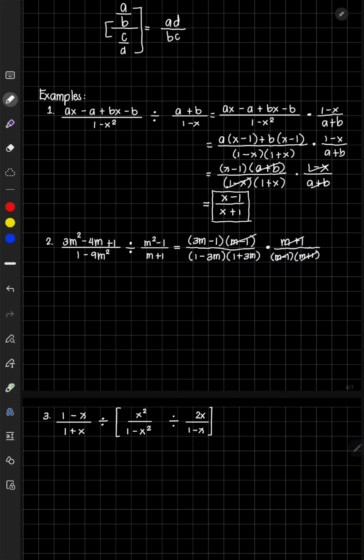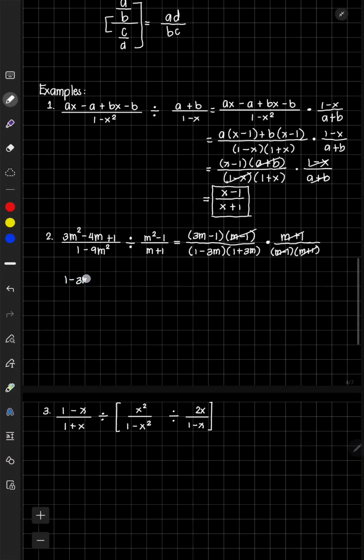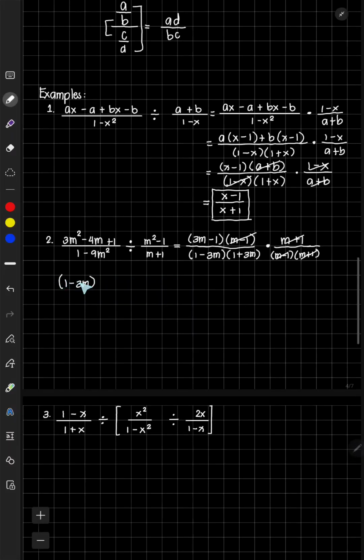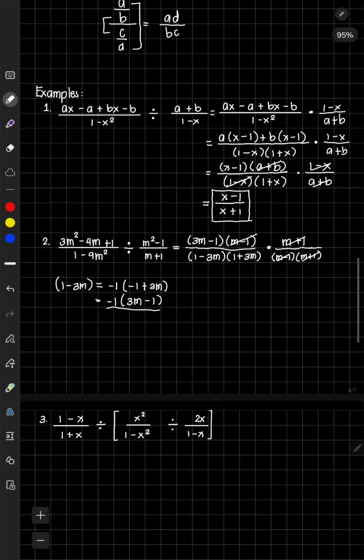So for 1 minus 3m, factor out negative 1. So we have negative 1 multiplied by, so we bring out negative 1 from positive 1. So we will also have negative 1, while here it will become plus 3m, or this could be negative 1 multiplied by 3m minus 1. So we input that here in this equation.